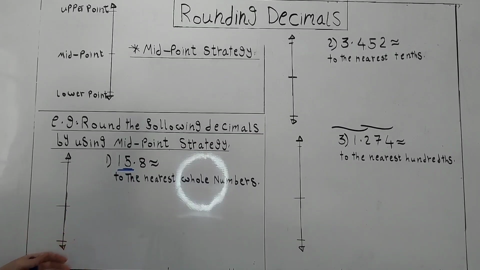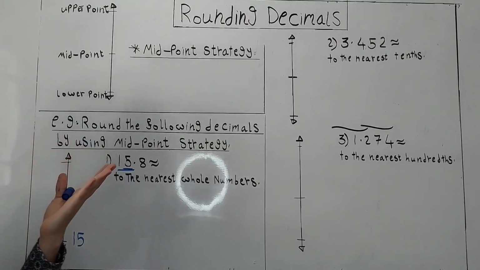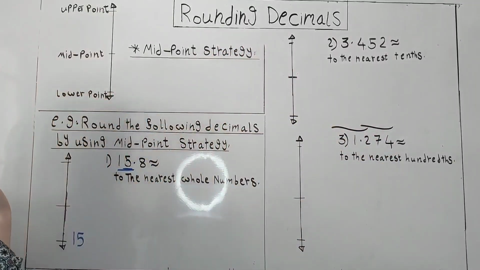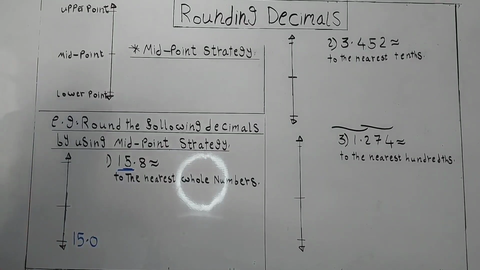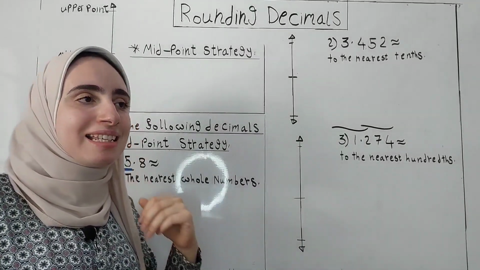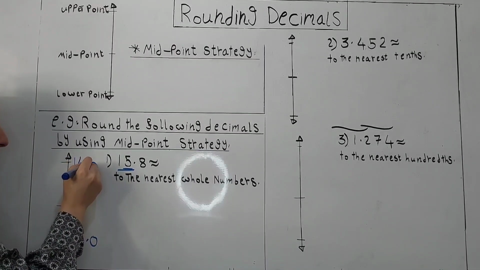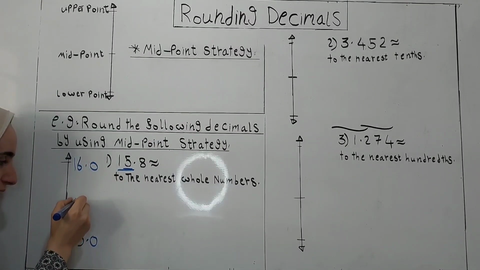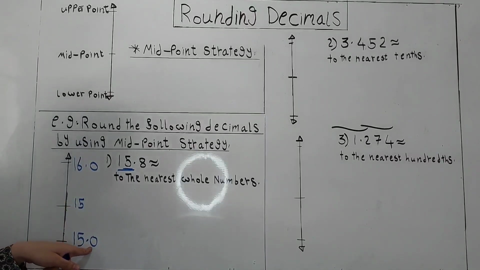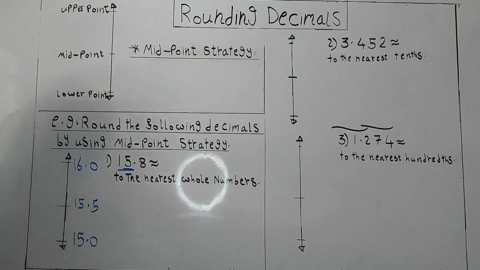Now, to write the lower point, we put 15 as it is and replace the digits in the last place with 0. So we put the decimal point, then we put 0. Now, to write the upper point, we add 1 to 15. It will be 16. So we write 16.0. Now, to write the midpoint, we write 15 as it is and replace this 0 with 5. We put the decimal point, then 5.